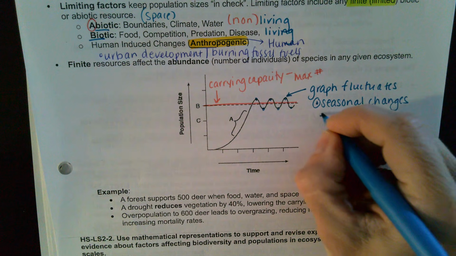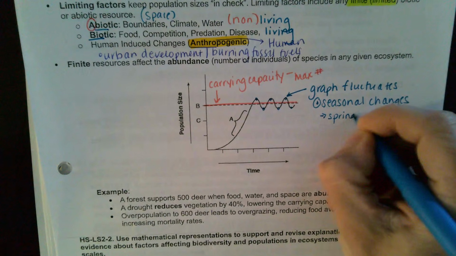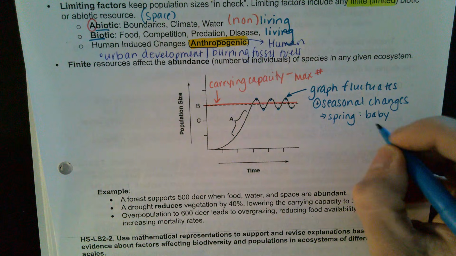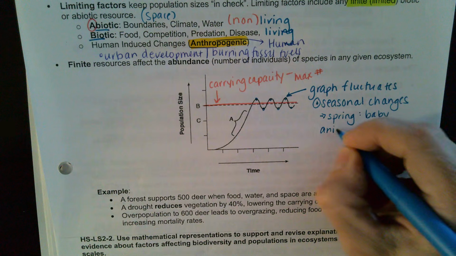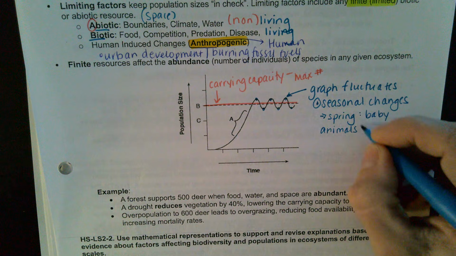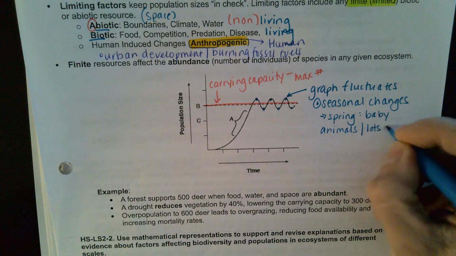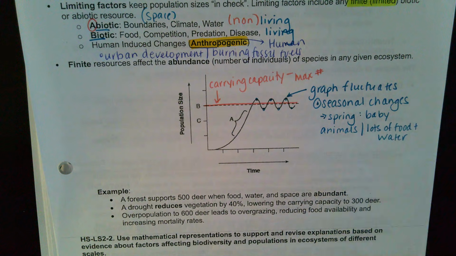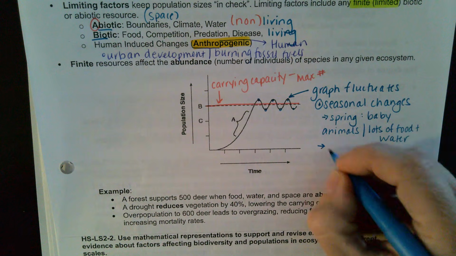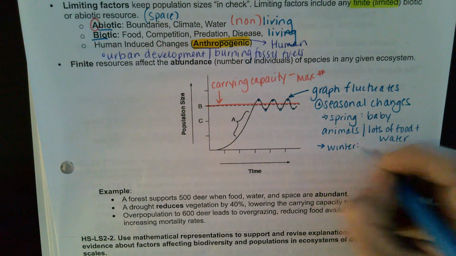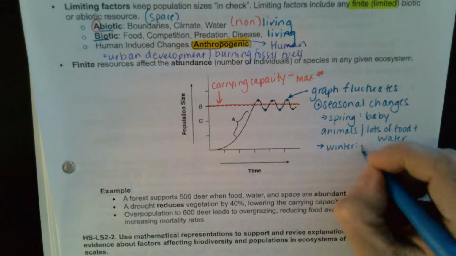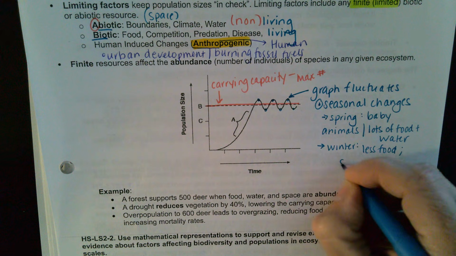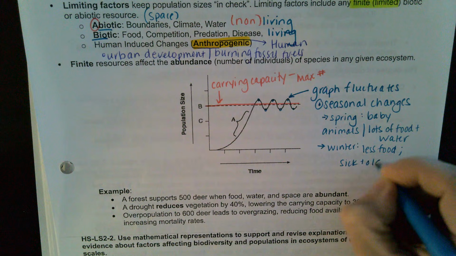So we have, like in the spring, baby animals, and then we also have lots of food and water. But then in the winter, we have less food, and that means the sick and the old die.